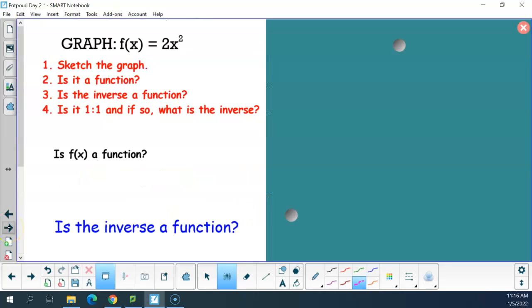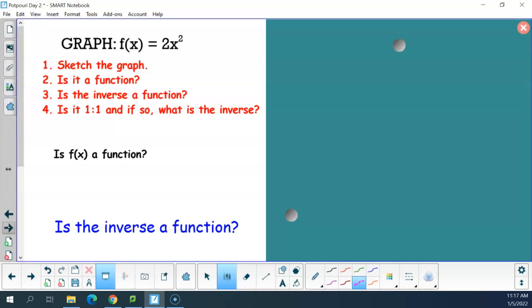On each question, or if this were a one-to-one type of thing, I would want you to first sketch the graph. Second, you have to determine if what you're looking at is a function, because if it's one-to-one, then what you're looking at had better be a function too. Third, you have to do the inverse function. Is that a function, or is it an inverse function? And then, is it one-to-one, and if so, what is that inverse function? Okay?